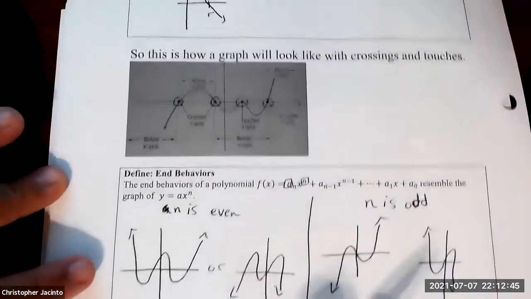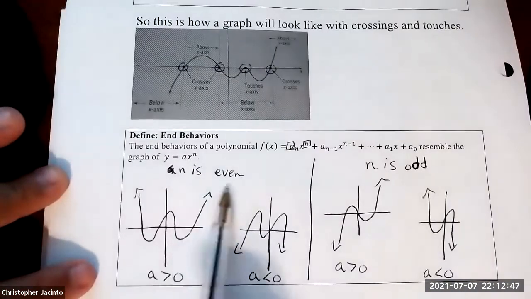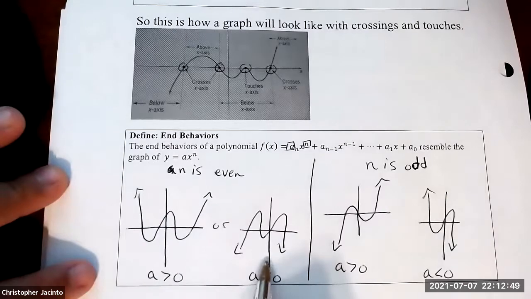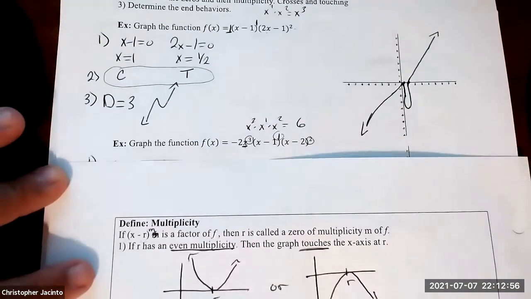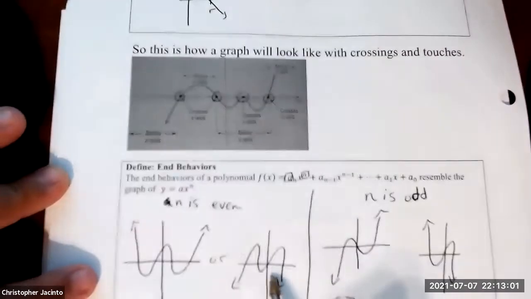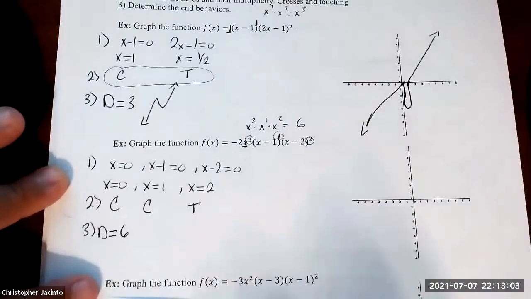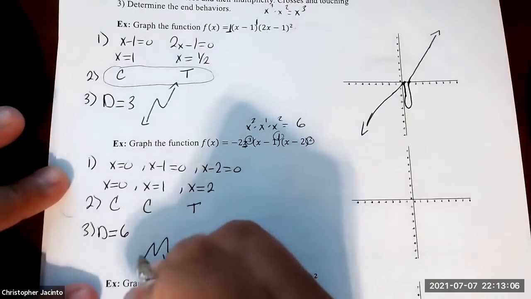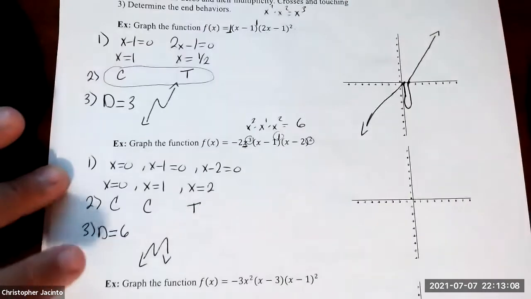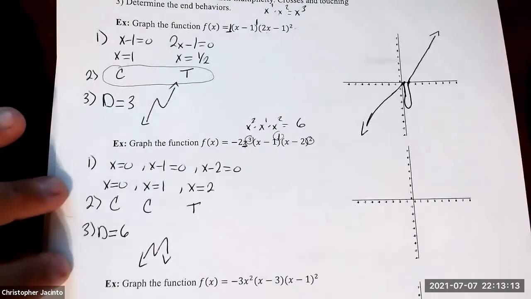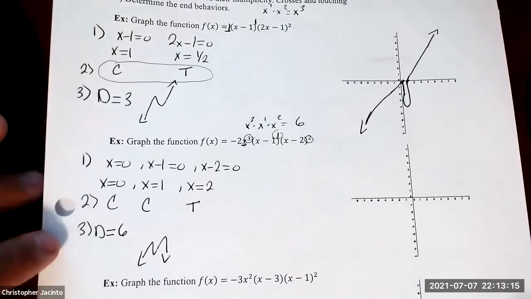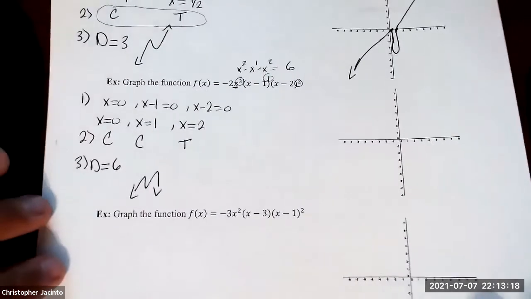So an even degree is going to be one of these two, right, because it's even. It's going to look like a W or an M. And now we just have to figure out, is the first number positive or negative? In this case, it is -2. So that's negative, so it's going to look like an M in this case. So we know our end behaviors are going to look like that. Both arrows are going to be pointing down. Okay. So again, any questions before we start graphing on those 3 steps?